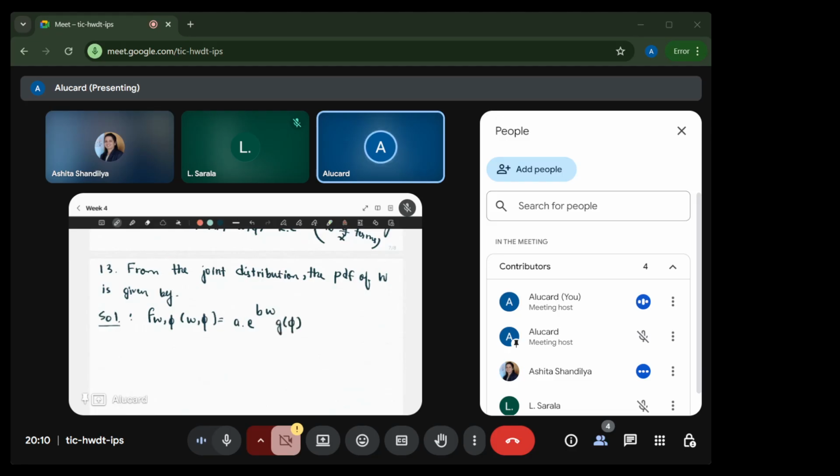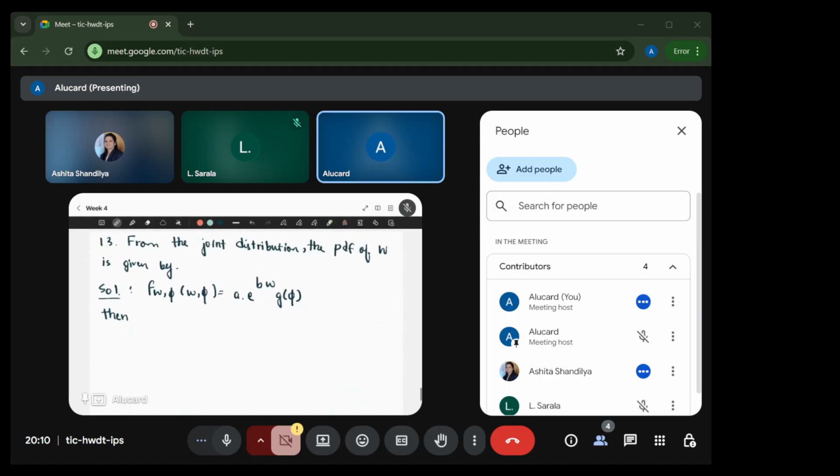Let's say there's also a function of phi here. Then the PDF of w is the integral. Phi can vary from 0 to 2 pi. Phi is the angle. These are in polar coordinates. So w is the radial distance and phi is the angle. So phi can vary from 0 to 2 pi. A e power bw g of phi d phi.